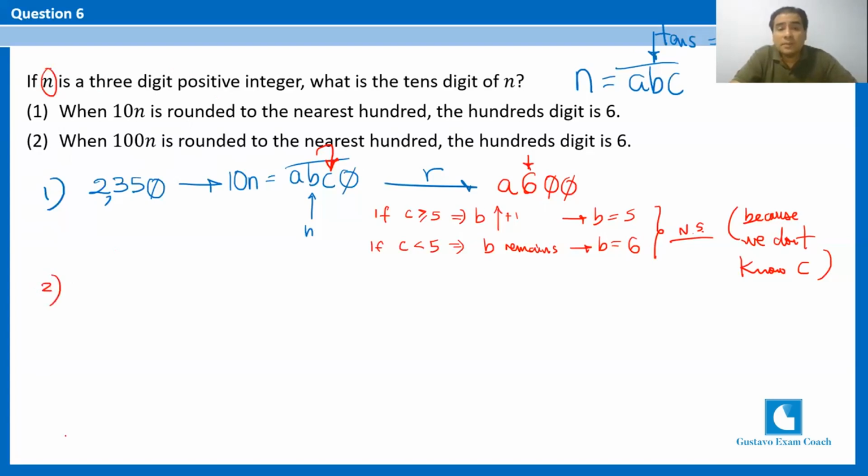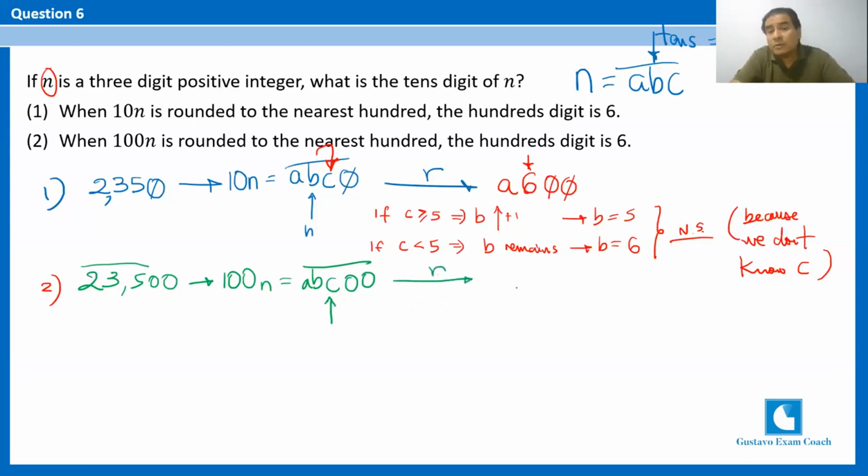So, statement 2. Statement 2 says that 100 times n, that means 23,500, imagine, multiply 235 times 100. So here, 100 times n would be A, B, C with 2 zeros. Following. So, when this is rounded to the nearest 100, now the 100th position is this, C. So it is rounded, and the 100th digit becomes 6. So it would be something like AB600.